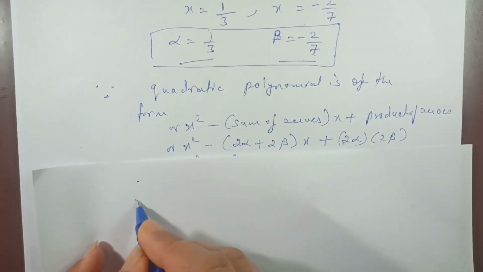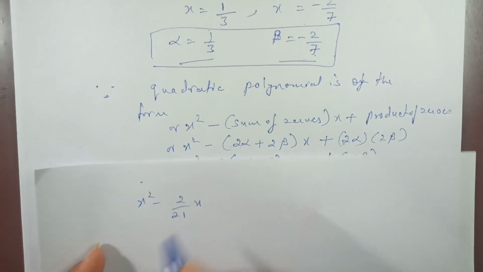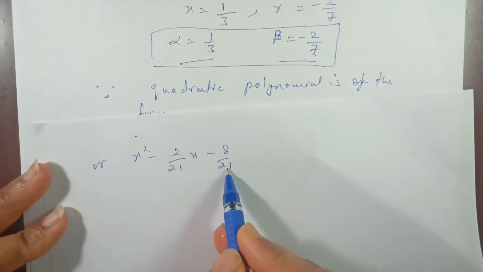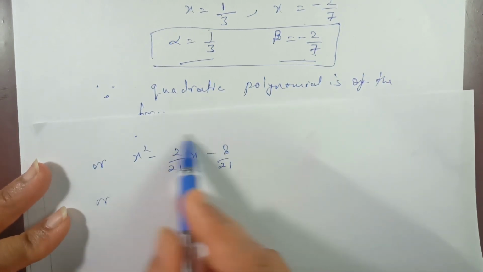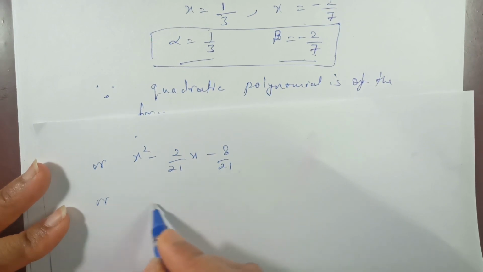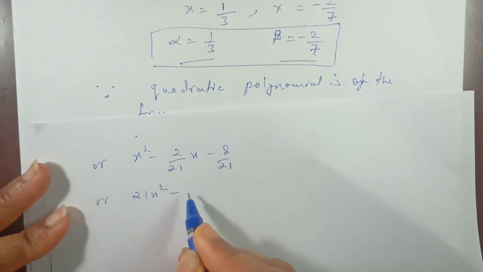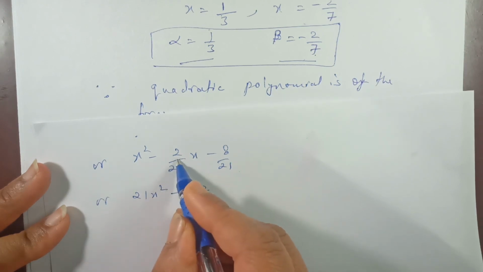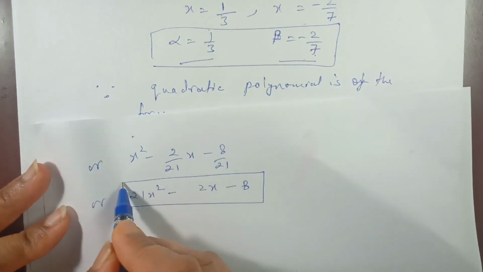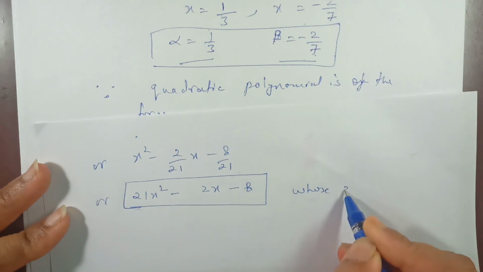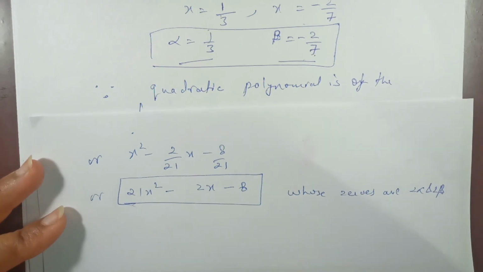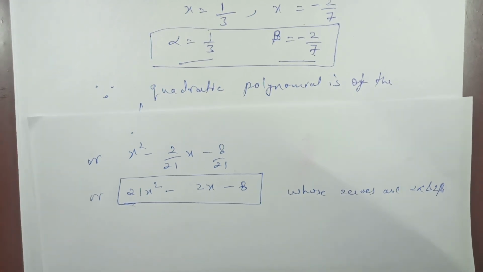At the last we have x square minus 2 upon 21 x minus 8 upon 21. So now we have 21 at the denominator and we have to remove it. So what we are going to do, we are going to multiply the whole polynomial by 21. This will give 21x square minus 2x, since 21 will be cancelled, so this will be minus 2x minus 8. So this is the required polynomial whose zeros are 2 alpha and 2 beta. So this way we can calculate the problems based on the zeros of a quadratic polynomial. Thank you.